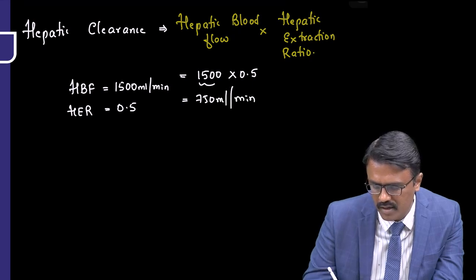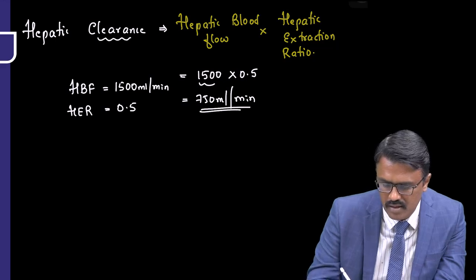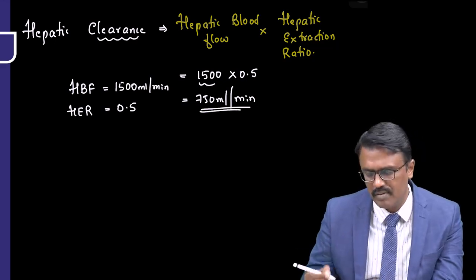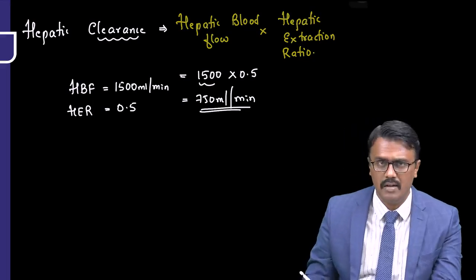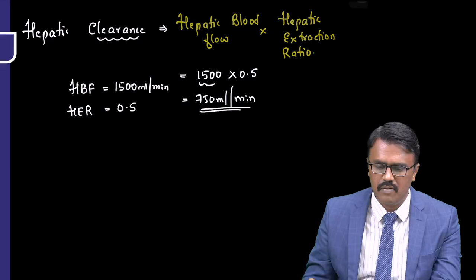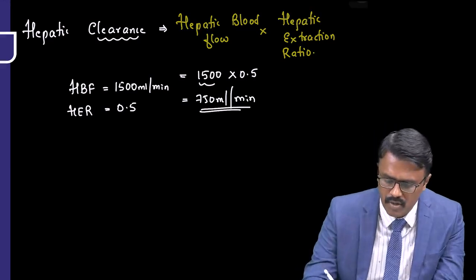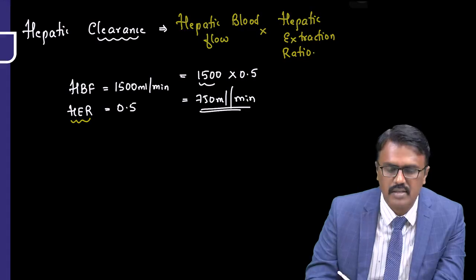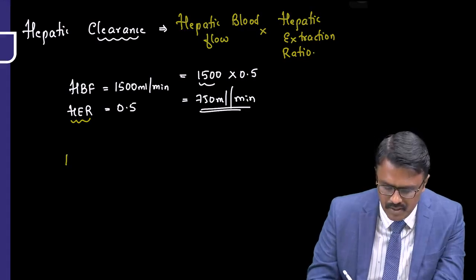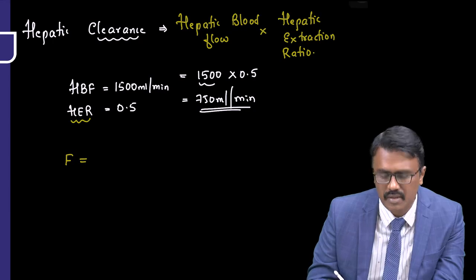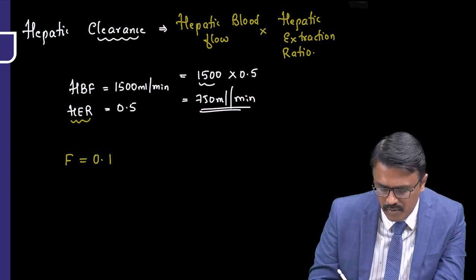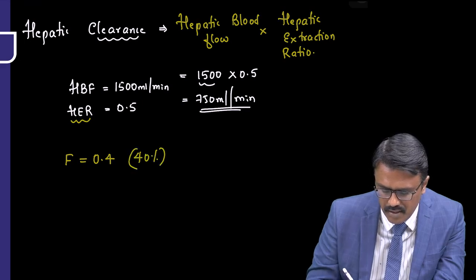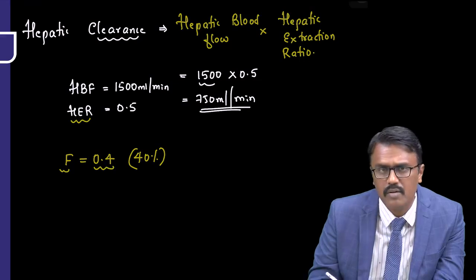So it looks like GFR. So clearance is usually a GFR value. So it is 750 ml per minute. That is a hepatic clearance. It's a pharmacokinetic equation for it. Many times what happens, they may not give hepatic extraction ratio. They can give bioavailability. So suppose if they are given the bioavailability of a drug is 0.4, that means 40%. So 40% if you write in F, it is written as 0.4.